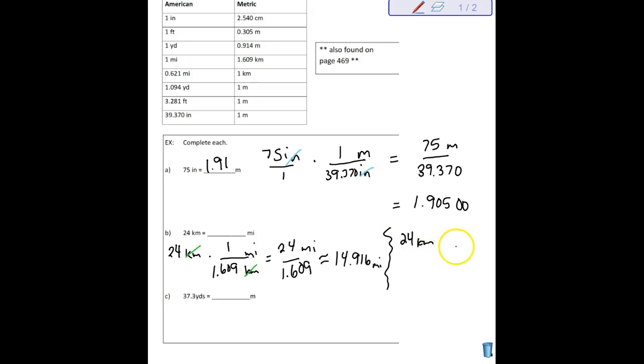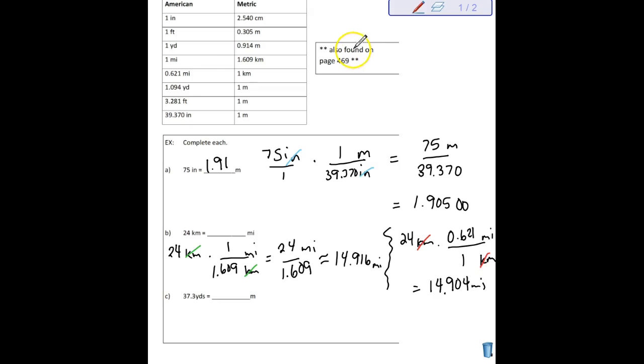kilometers, and again I still want miles on top and kilometers on the bottom, but I'm going to use the second one here, which is 0.621 miles is 1 kilometer. And so then I just multiply my 24 times my 0.621, and if all works out right, I get 14.904. So they're off a little bit, right?